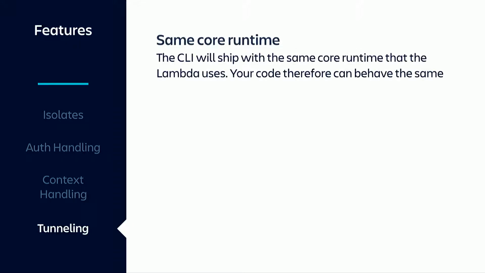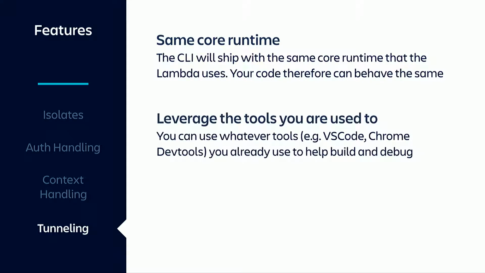And how this works is, if you saw before in that diagram, I was talking about the Node runtime core. We actually ship that runtime core to the Forge CLI itself. So this acts very similar to something like Docker, where we have the same execution environment in the cloud as you do locally. And what this means is you can use the same tools you're used to, such as VS Code or Chrome DevTools, to step debug through your code and figure out what's going on. So this lets you use the tools and mechanisms you're used to while still integrating with Atlassian's cloud.